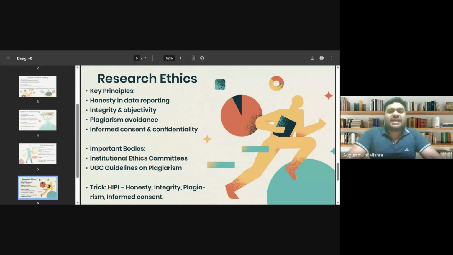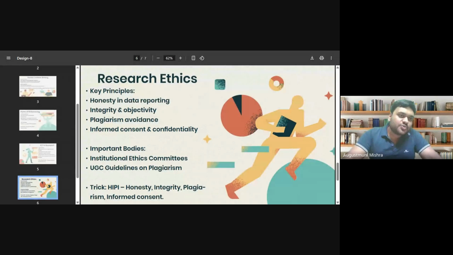You should give references to them. What can be the important bodies which regulate this, like the Institutional Ethics Committee or the UGC guidelines on plagiarism? Many times people are unaware of these UGC guidelines, because in India these guidelines are very strict. I heard an example that one VC who plagiarized content 20 years back was later removed from his post after 20 years. So we should always follow the guidelines on plagiarism.